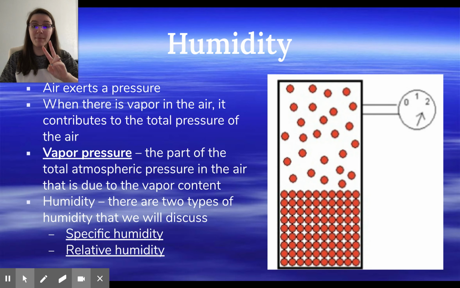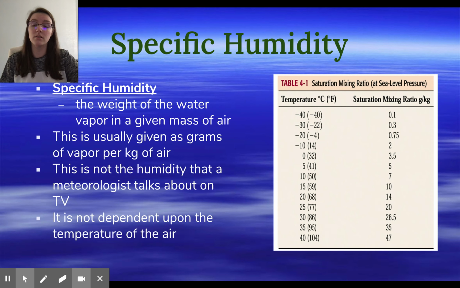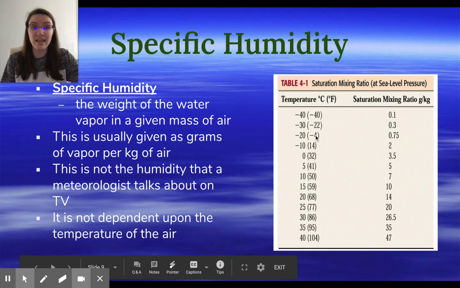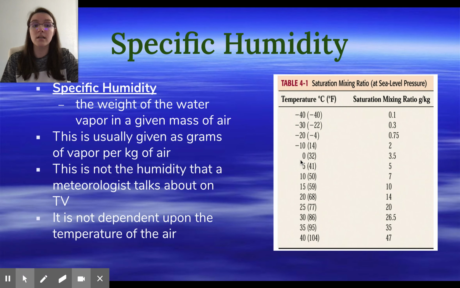Humidity, there are two main kinds that we'll talk about: specific humidity and relative humidity. Specific humidity is used less often. It is the exact weight of water vapor in an exact given mass of air, usually grams of vapor per kilogram of air. So this table on the side tells you the saturation mixing ratio at 0 degrees Celsius: 3.5 grams of vapor per kilogram of air is saturated.